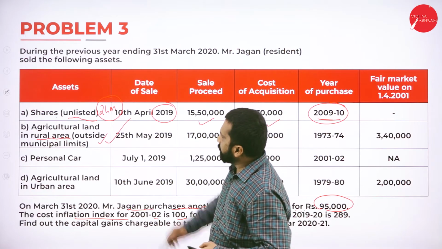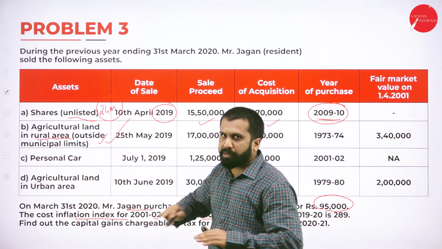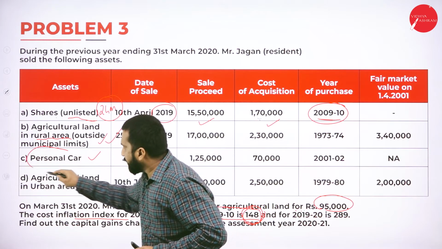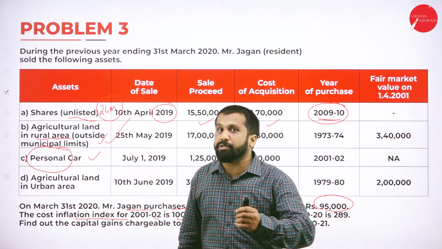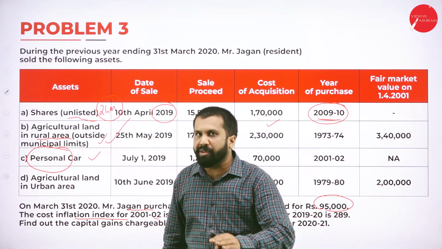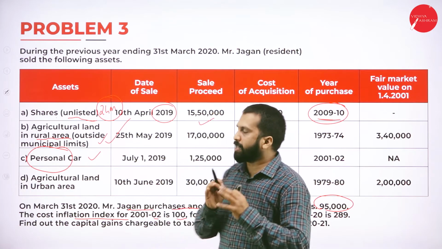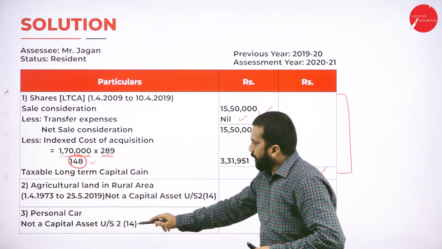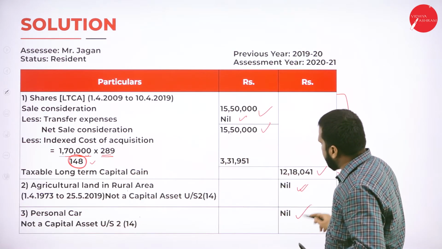This is done. This is not a capital asset. We will not work it out. Third one, personal car. Again, anything which is for personal use, will you take it as a capital asset? No. It is not a capital asset. Personal car, not a capital asset, it is nil.